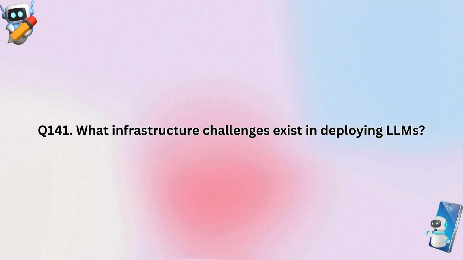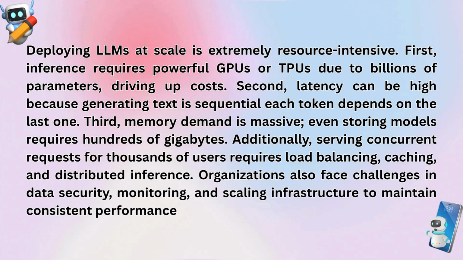What infrastructure challenges exist in deploying LLMs? Deploying LLMs at scale is extremely resource-intensive. First, inference requires powerful GPUs or TPUs due to billions of parameters, driving up costs. Second, latency can be high because generating text is sequential. Each token depends on the last one. Third, memory demand is massive. Even storing models requires hundreds of gigabytes. Additionally, serving concurrent requests for thousands of users requires load balancing, caching, and distributed inference. Organizations also face challenges in data security, monitoring, and scaling infrastructure to maintain consistent performance.